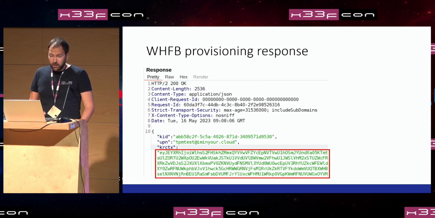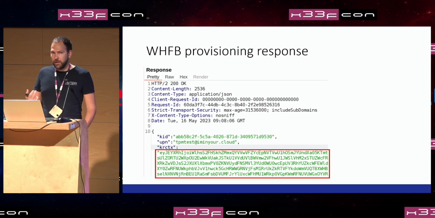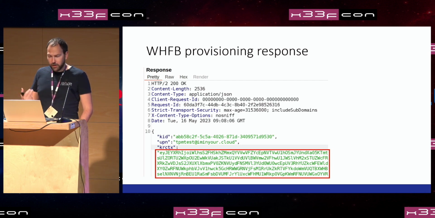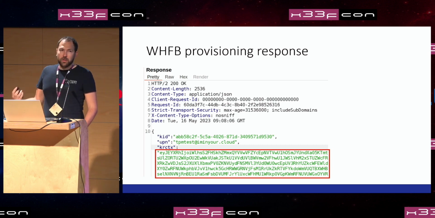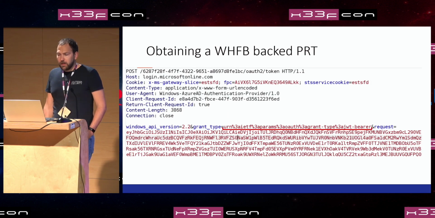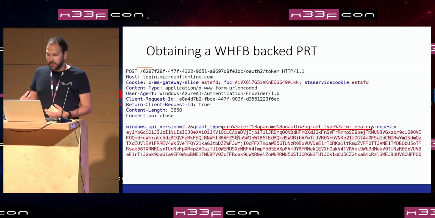There's this CTX. This is not used in most flavors. I think you need this for certificate-based or hybrid scenarios, basically. But it basically says, okay, I've registered your key and everything is fine. So now this Windows Hello for Business key is registered and it can be used to authenticate. And Windows will do that to obtain a primary refresh token that's basically backed by this key.